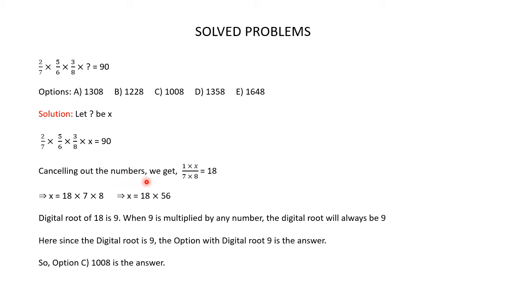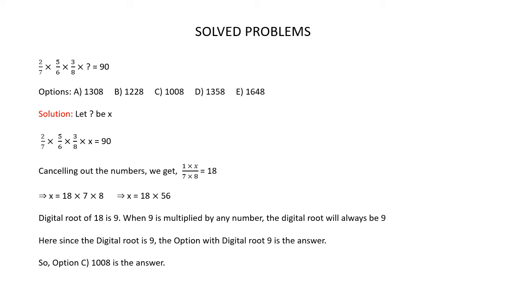Cancelling out the numbers, we get 1 multiplied by x divided by 7 multiplied by 8 is equal to 18. So x is equal to 18 multiplied by 7 multiplied by 8, or x is equal to 18 multiplied by 56. Now the digital root of 18 is 9. 8 plus 1 is 9. So the digital root of 18 is 9. When 9 is multiplied by any number, the digital root will always be 9. So when 9 is multiplied by 56, the digital root here is 9. So x has the digital root 9.